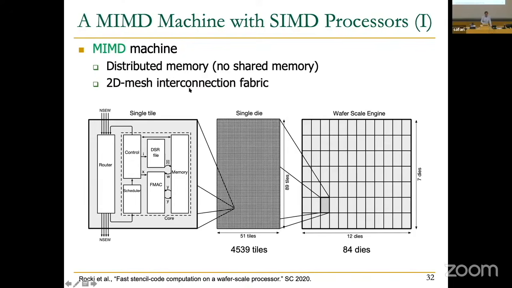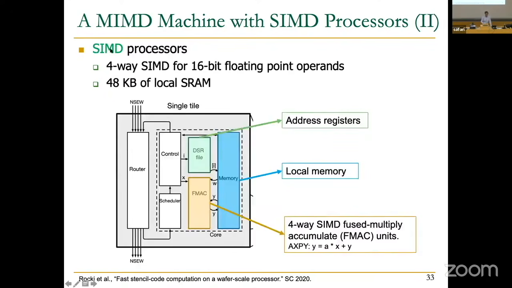But each processor looks like this. You can see that there's a floating point multiply and accumulate unit. And you guessed it, it's a SIMD unit. Each of these has some memories, and they communicate with each other. But each of these processors is a SIMD processor, actually. It has 4-way SIMD for 16-bit floating point operands. Not very powerful. You can do 4 floating point operations per cycle.